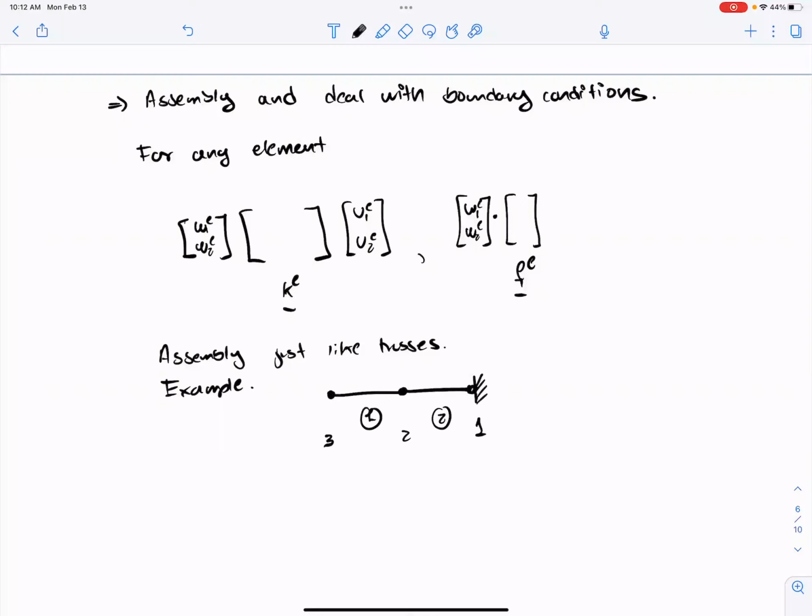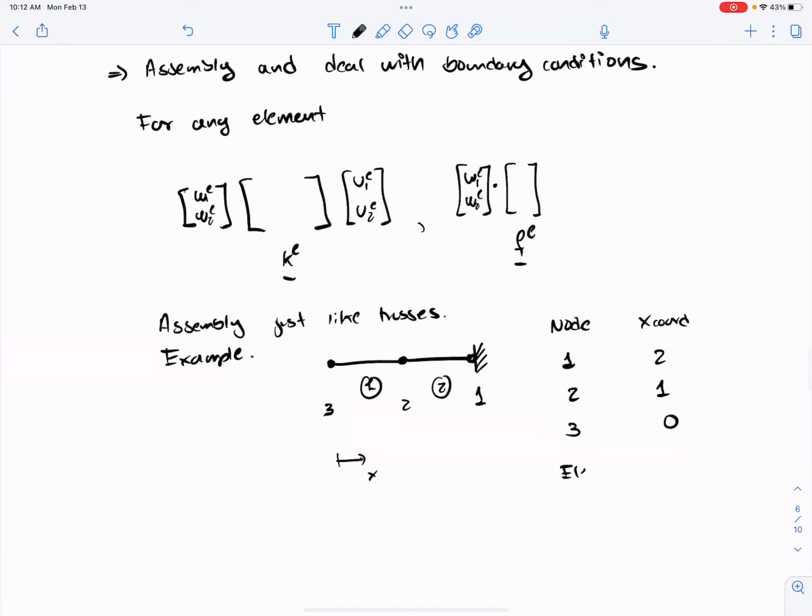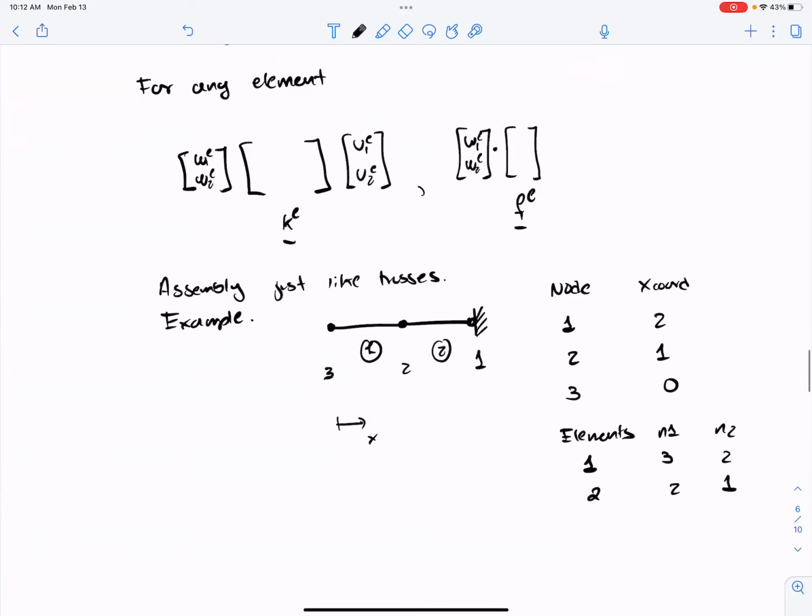So the nodes, and this is x. Node 1 has coordinate 2. Node 2 has coordinate 1, and node 3 has coordinate 0. And then the elements, element 1 has nodes 3 and 2. And element 2 has nodes 2 and 1. So consider that mesh.